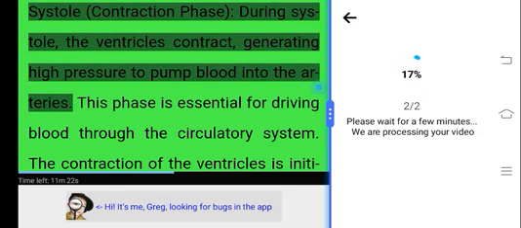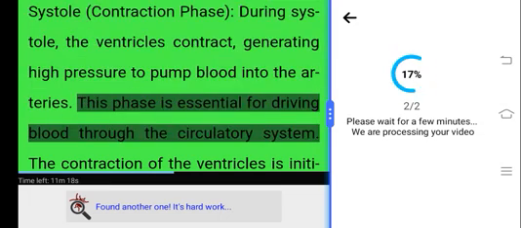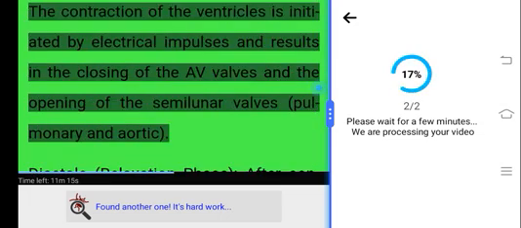Mechanical action, heartbeats. Systolic contraction phase. During systole, the ventricles contract, generating high pressure to pump blood into the arteries. This phase is essential for driving blood through the circulatory system. The contraction of the ventricles is initiated by electrical impulses and results in the closing of the AV valves and the opening of the semilunar valves, pulmonary and aortic.